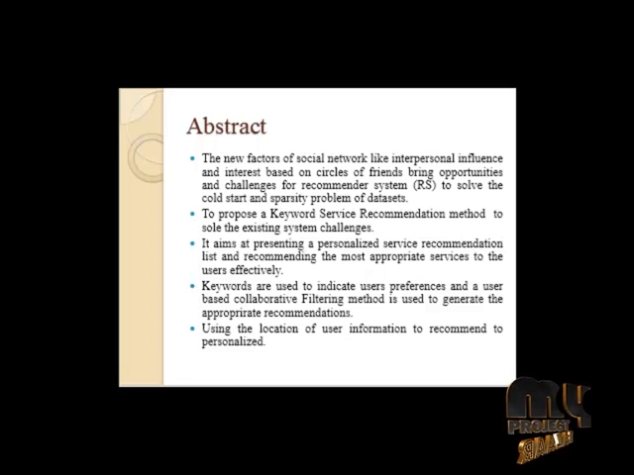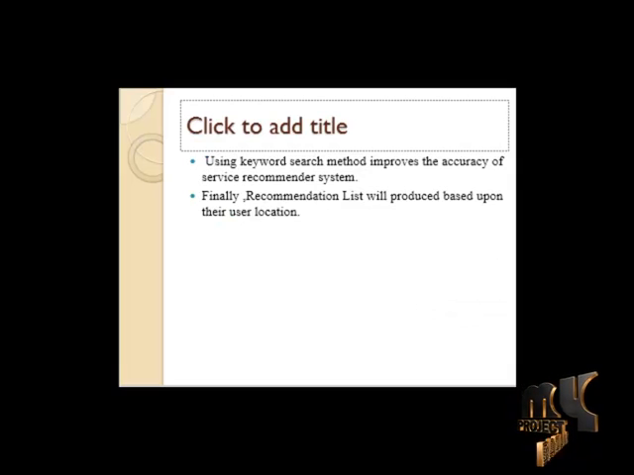The keywords are used to indicate user preference, and a user-based collaborative filtering method is used to generate the appropriate recommendation, using the location of user information to personalize it. Using the keyword-aware method improves the accuracy of the service recommender system. Finally, the recommendation list will be produced based upon the user location. That means user location is a community, when the user selects their own location to produce their own recommendation list.